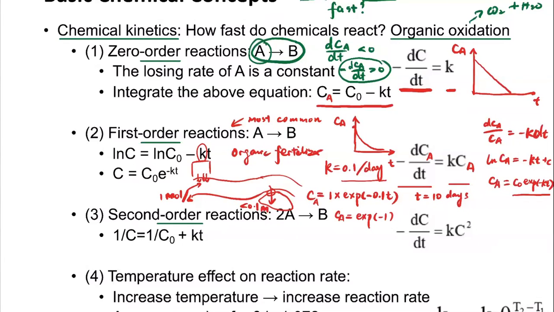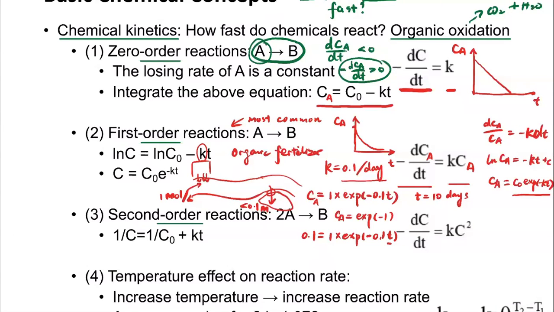Okay, so if we want it to be below 0.1 M, then we can plug in this value. Basically, 0.1 is equal to 1 multiplied by the exponential of minus 0.1 t. So we can calculate how long it takes for this fertilizer to decay to 0.1 M. At that point, we can start to extract water and send it to the water treatment plant.